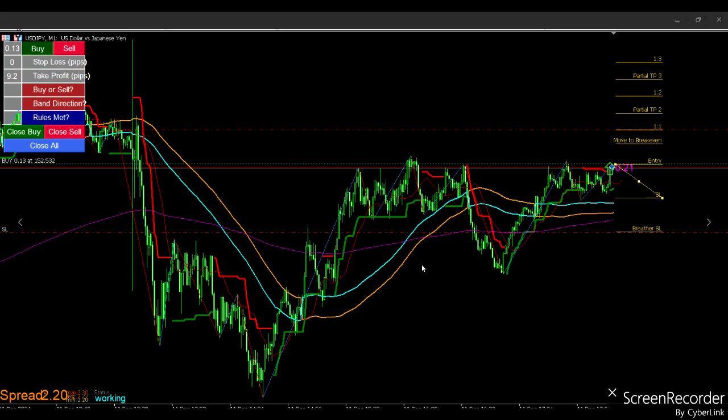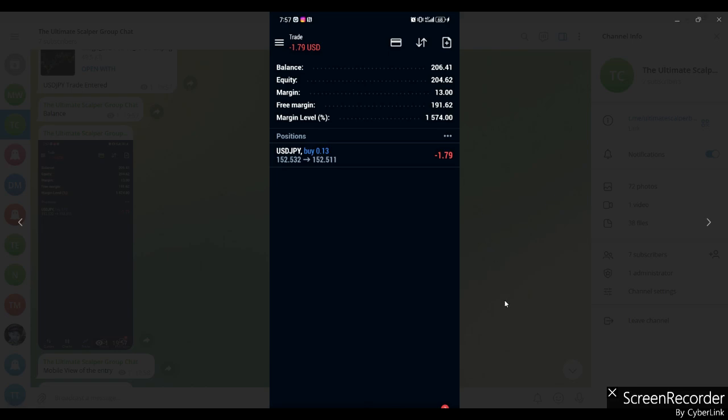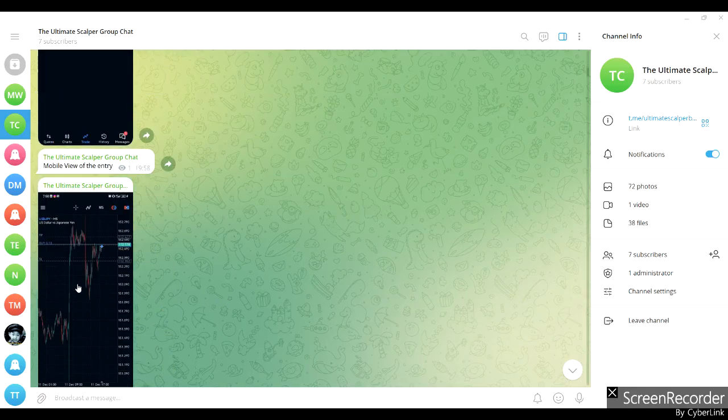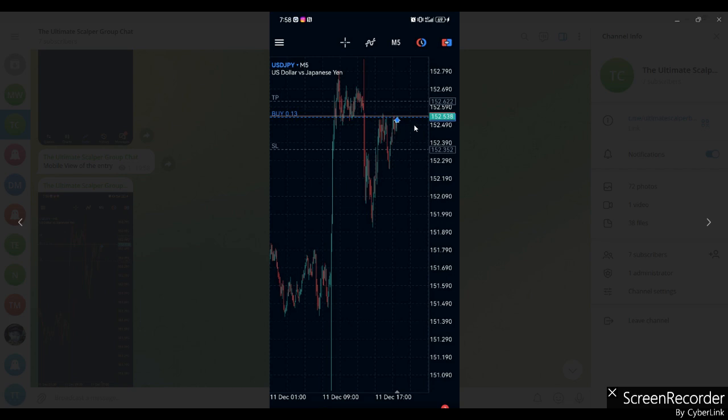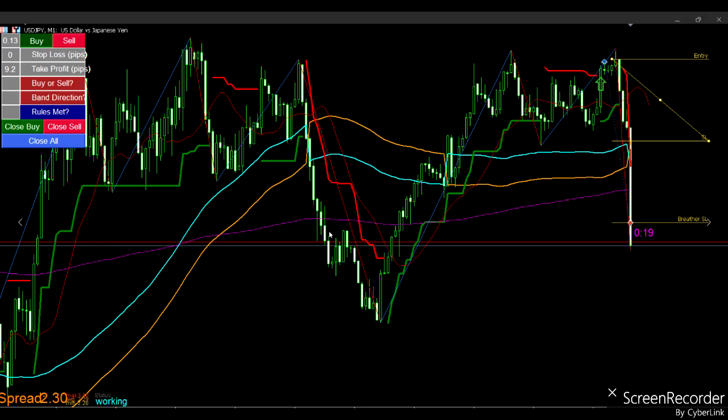Then I entered another trade. I took USD JPY. This is my balance at the time of taking the trade, and this is how it looked on the mobile view when I took the trade. Unfortunately I think this time there were news events happening. It went straight and hit my stop loss.